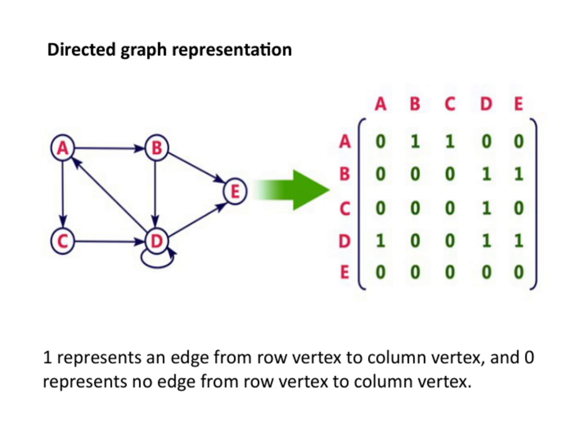Let's take a closer look at this representation of a directed graph. Here, the numbers 1 and 0 are our key indicators. A 1 signifies that there's an edge from a specific row vertex to a column vertex, meaning a directed connection in that direction. Conversely, a 0 indicates that there's no edge from the row vertex to the column vertex, so no directed link exists there.